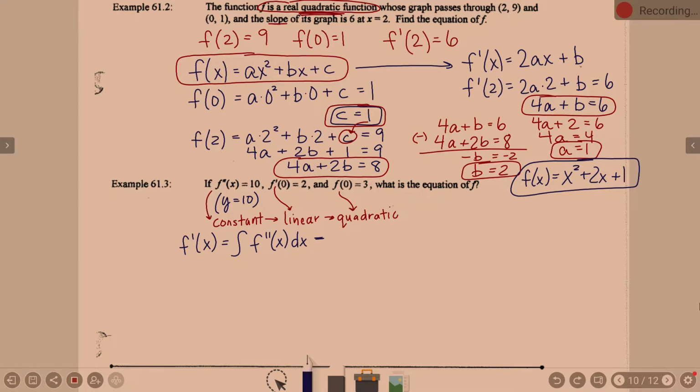But don't we know what f double prime is? It is an equal sign. There, is that a little bit better equal sign?